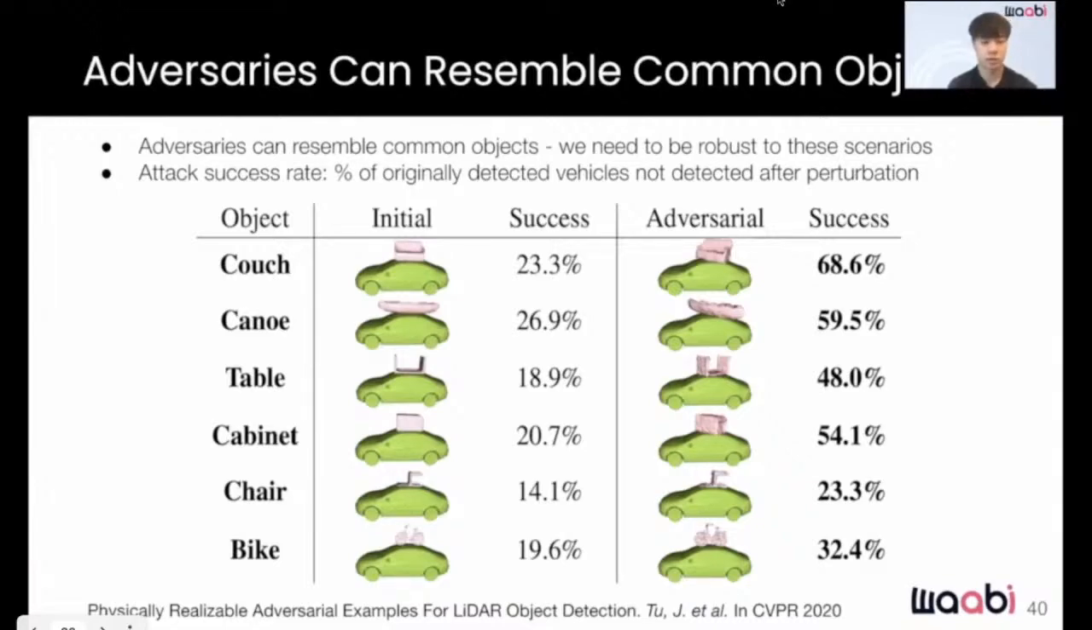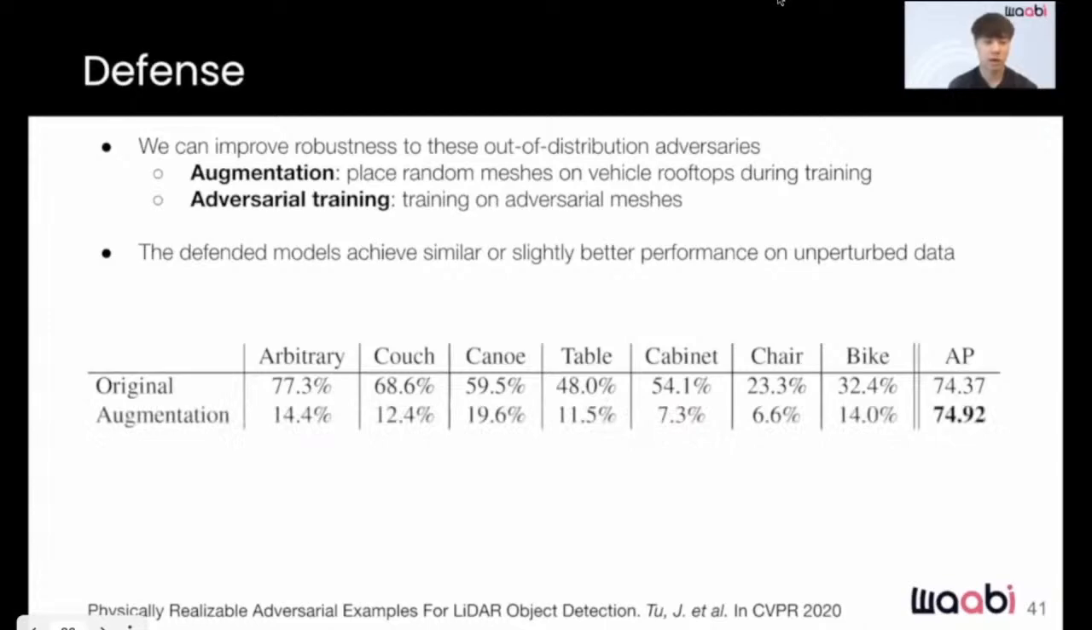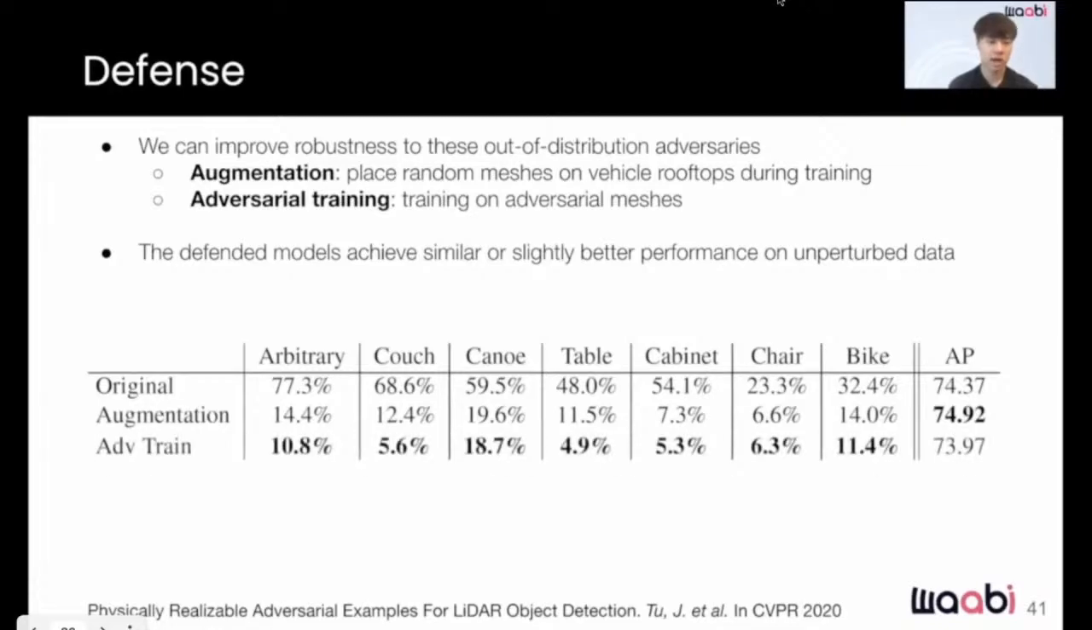Finally, we conduct a pilot study on defense with two approaches. First, we perform data augmentation by adding random meshes to vehicle rooftops during training. By training against random rooftop objects, we can greatly improve robustness. Next, we use adversarial training, which adds adversarial meshes into the scene during training.